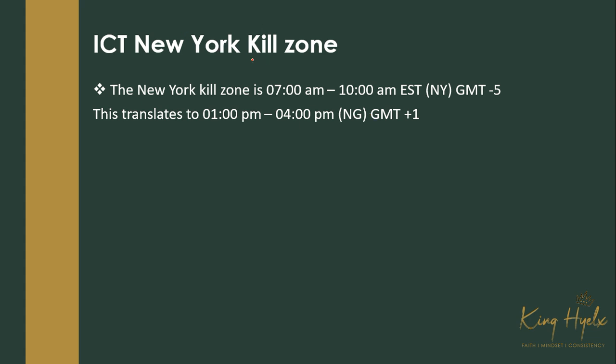So why is it New York kill zone? Why is it called New York? Because that's when it's 7 a.m. in New York time, right? So while that other one was called London kill zone because that's when it's morning in London, or in Nigeria, because London and Nigeria were in the same time zone.